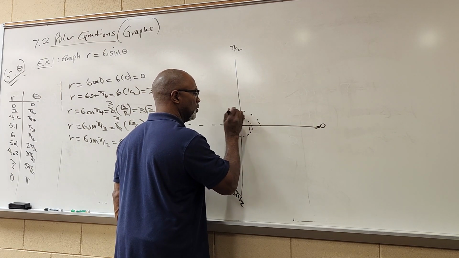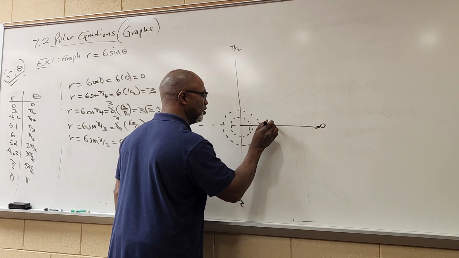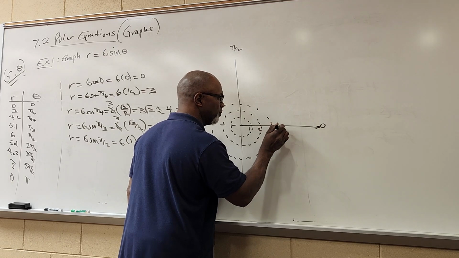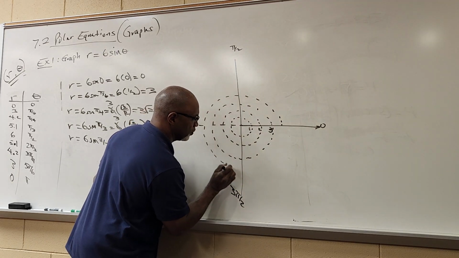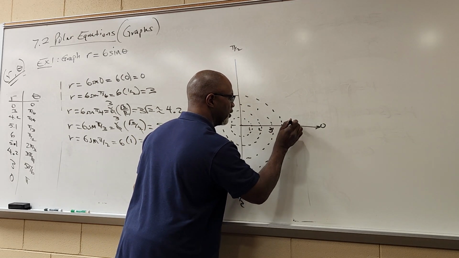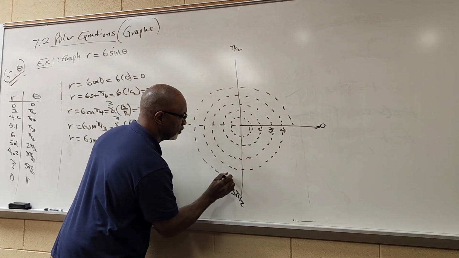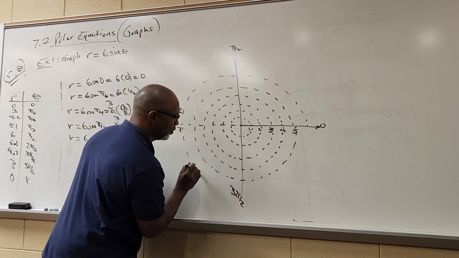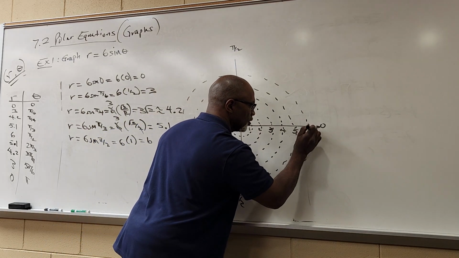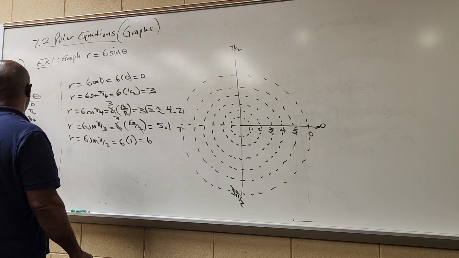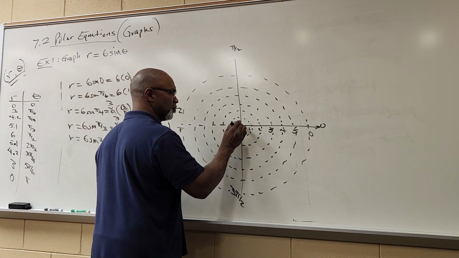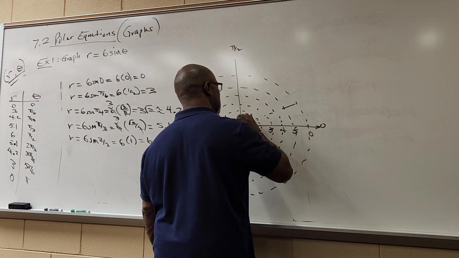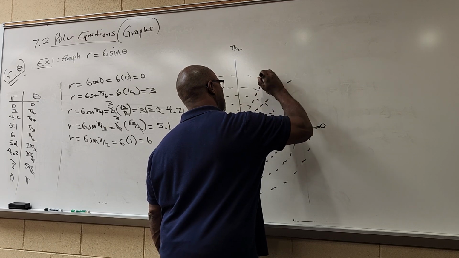So circle radius 1, circle radius 2, circle radius 3, circle radius 4, circle radius 5, circle radius 6. So let's just plot the points we have so far. 0, 0 is right here. That's the pole. Pi over 6 comma 3. So again, pi over 6, pi over 4, pi over 3.